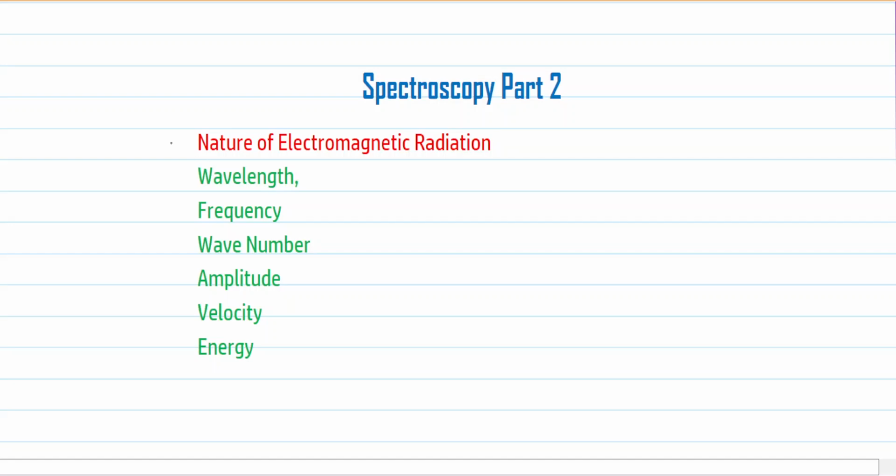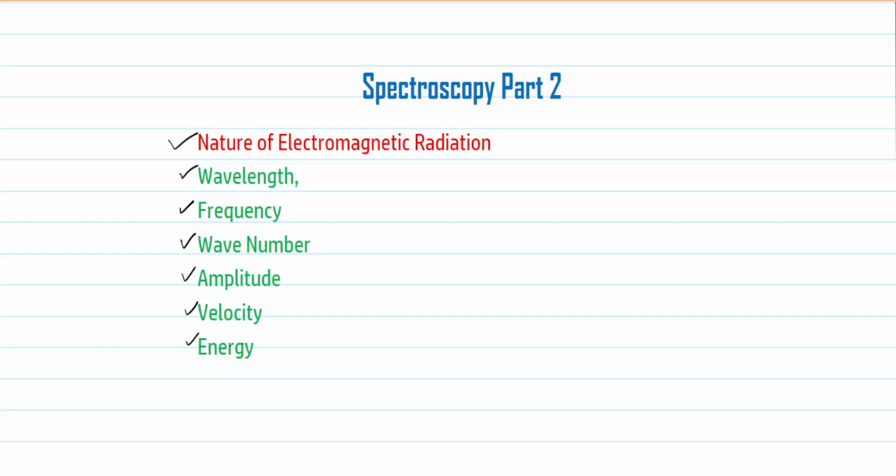Therefore, in this part, we will discuss the nature of electromagnetic radiation and the characteristics of electromagnetic radiation, that is wavelength, frequency, wave number, amplitude, velocity, and energy. Each and every electromagnetic radiation has these characteristics, and depending upon the wavelength, frequency, and energy, they affect the compound or molecule differently and cause different changes in the molecule. Therefore, we have to study the nature of electromagnetic radiation, which is crucial in case of spectroscopy.